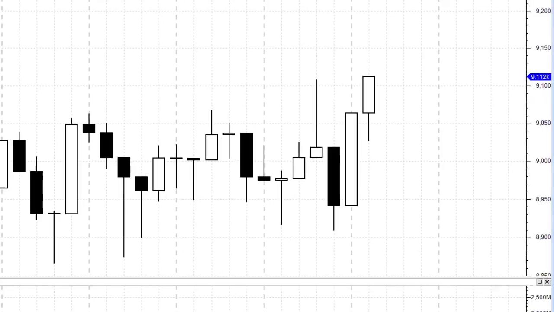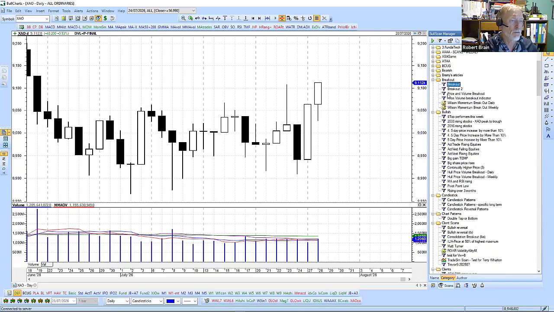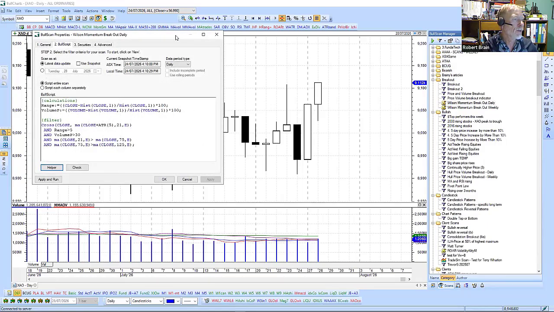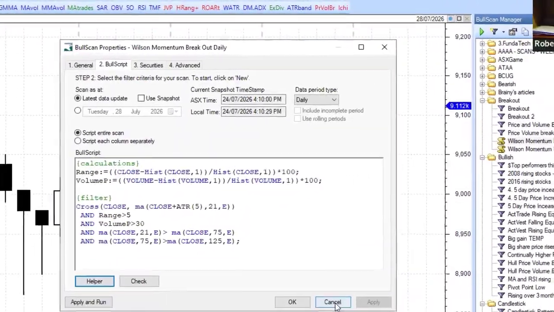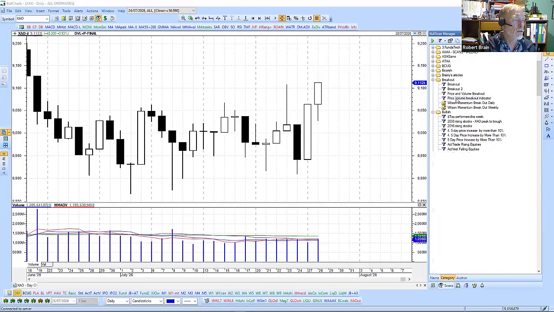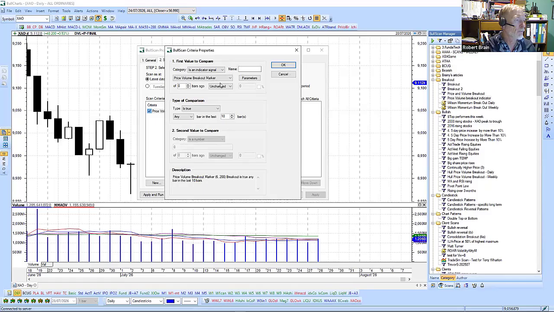The other thing in Scan Manager, a number of the scans have a little funnel icon in this window. Some have this S figure. The S means that the scan is actually defined in Bull script, as in this example. The other ones use drop downs in the criteria where there are a number of choices.